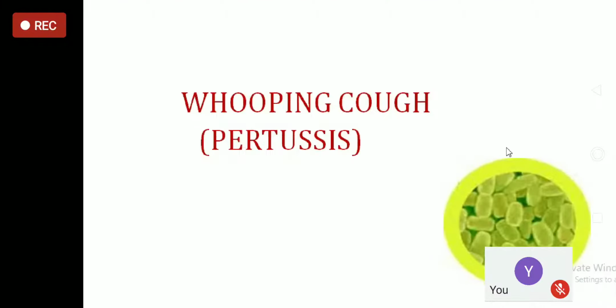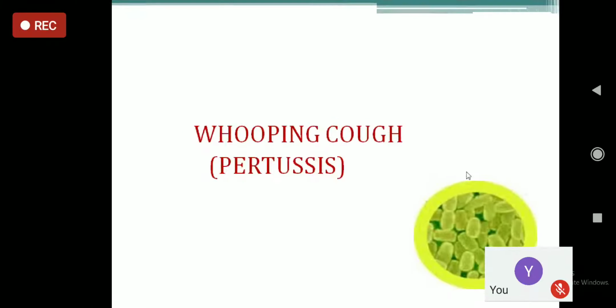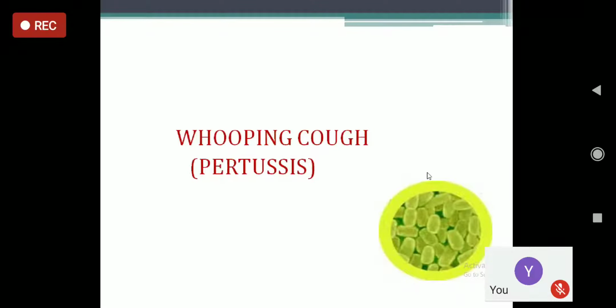So whooping cough. Let's move on to whooping cough. This is again a very small chapter. It is also known as pertussis. Pertussis is also known as whooping cough because pertussis causes whooping cough, right?